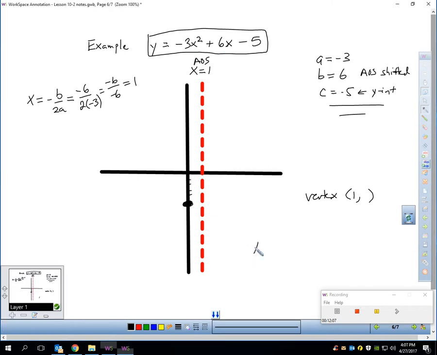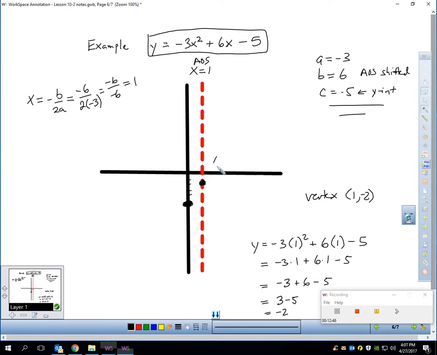So let's do that. Y equals negative 3 times 1 squared plus 6 times 1 minus 5. I have negative 3 times 1 squared, which is 1, plus 6 times 1, minus 5. This gives me negative 3 plus 6, which is 3, minus 5, which is negative 2. So my vertex must be 1 right, 2 down, which is here.